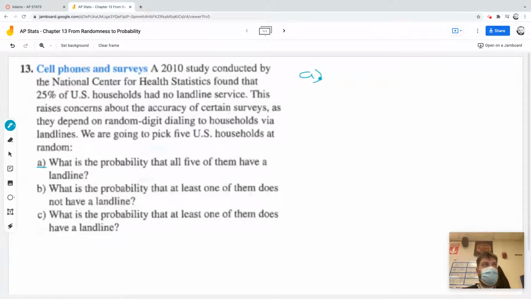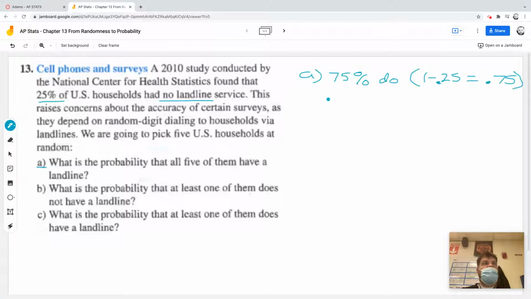So they're going to pick 5. So 25% do have it. Well, let's think about this. It says 25% do not have a landline. So that means that 75% do, because they're the complement. Where does that come from? That comes from 1 minus 25%, which as a decimal is 0.25, so that would give me 0.75.